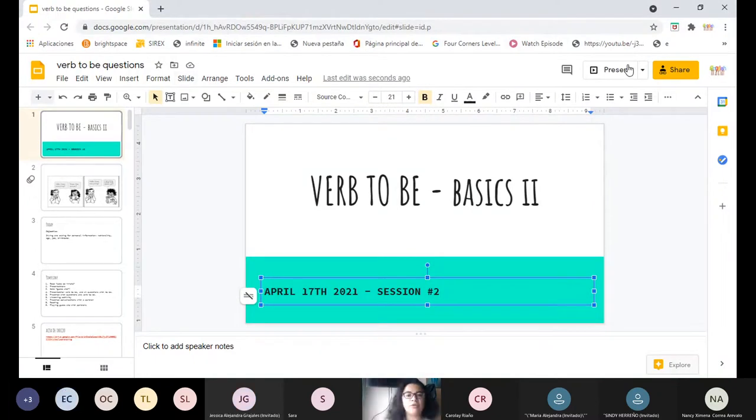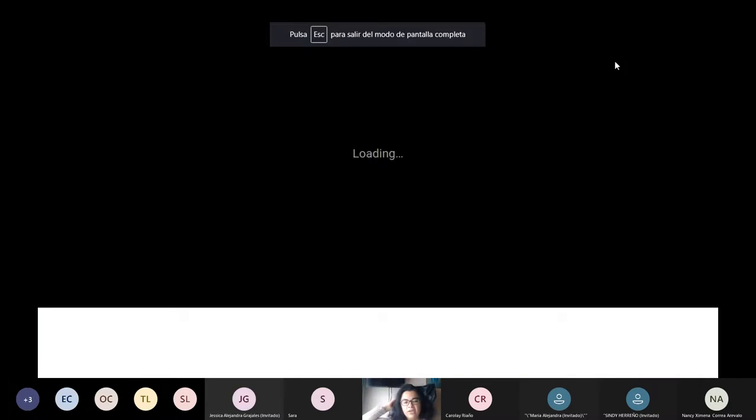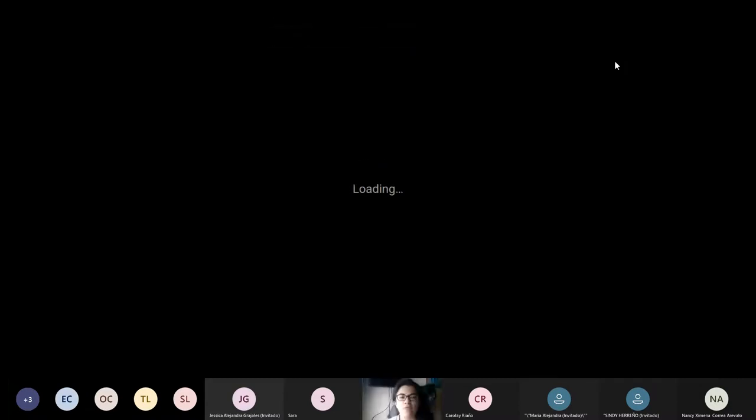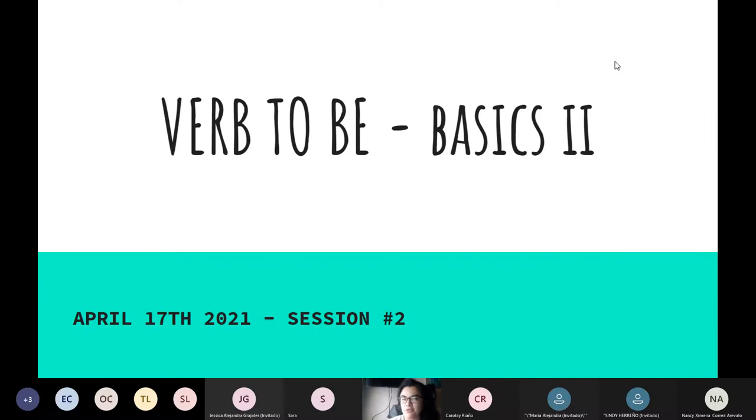Today, we are going to be checking verb to be and questions with verb to be. Probably this is going to be like a review, más una revisión, porque ustedes ya vieron verbo to be. But we're going to check some extra things about the verb to be or to recall things from basics one. This is basics two, but we are going to be checking information from basics one, okay?